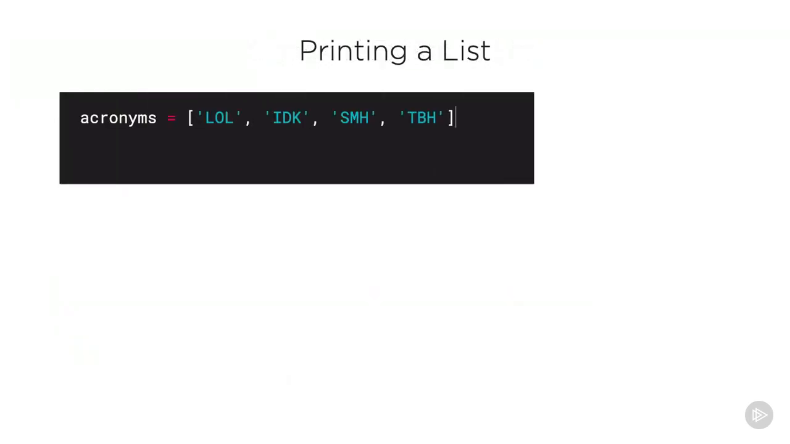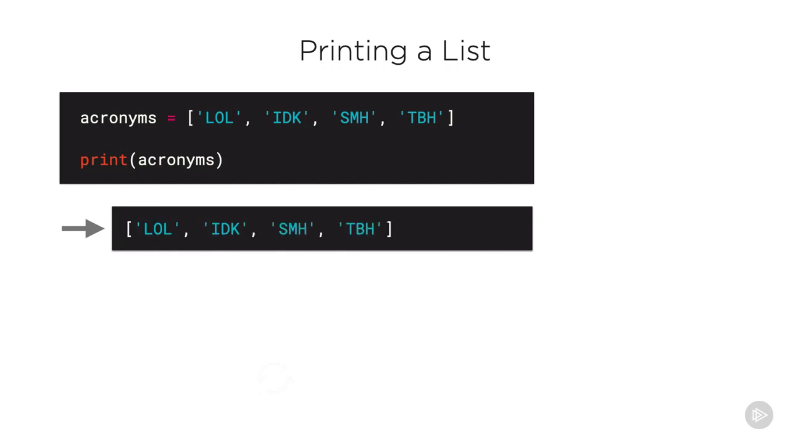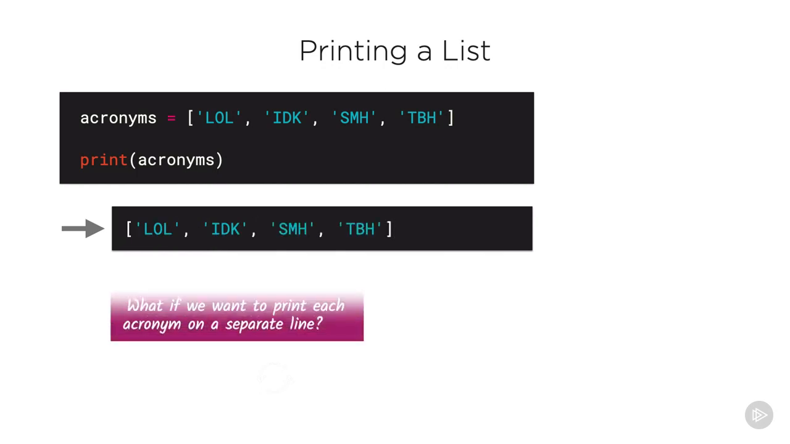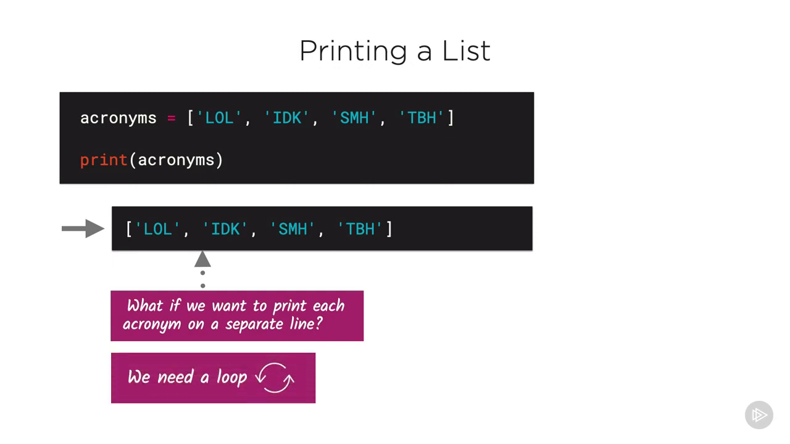As we've seen earlier, we've printed our whole list by passing it to the print function, and it prints out similar to how it looks in code with square brackets around it. But what if we want to print each acronym in our list on a separate line? We would need a loop to loop over each item in the list and print it separately.